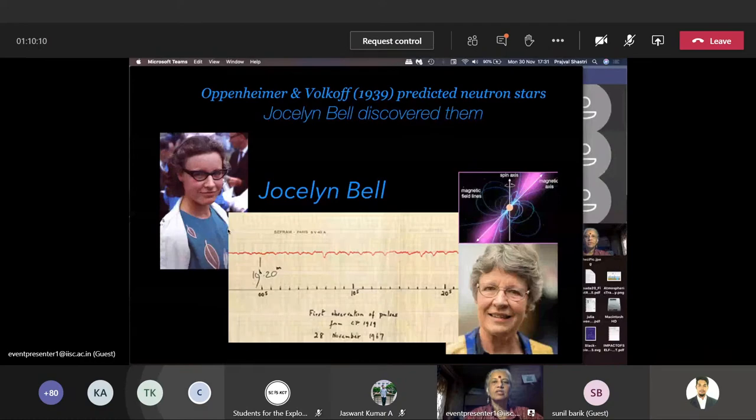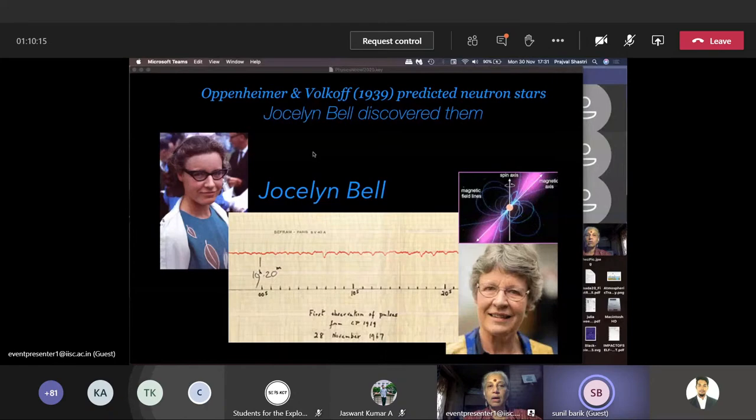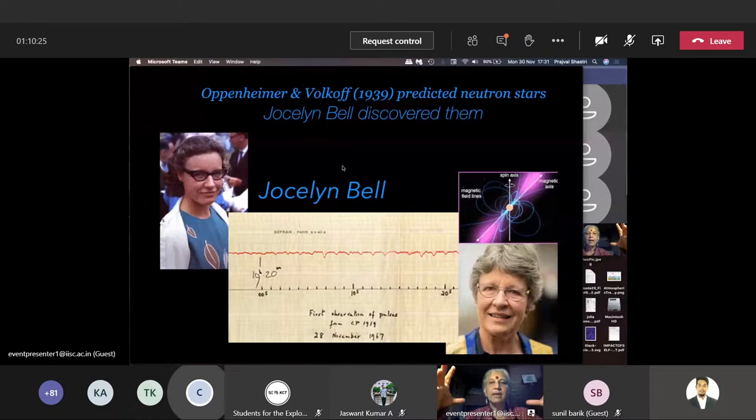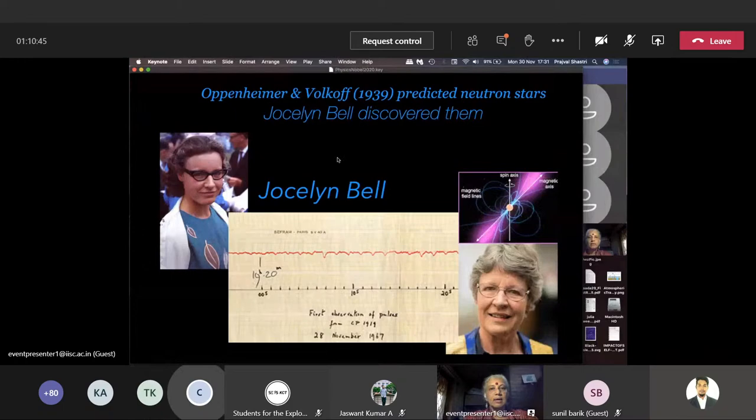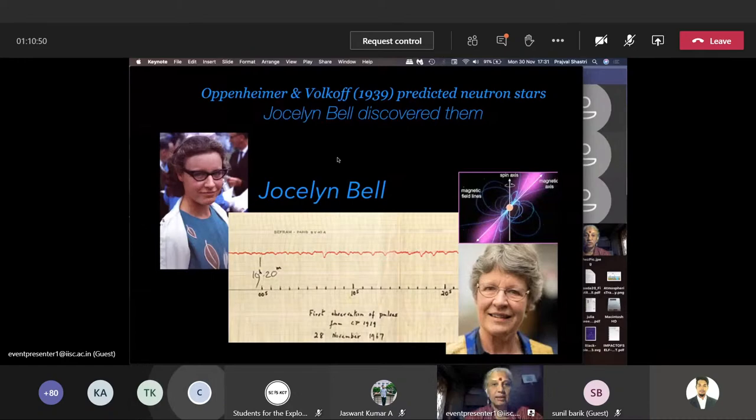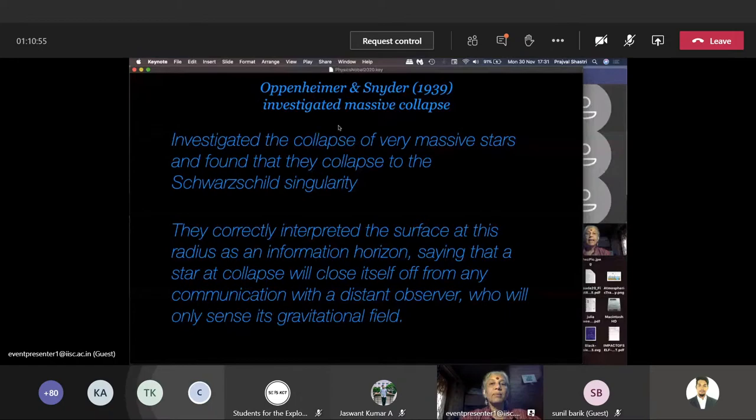Chandrasekhar made that prediction. Then later on, Oppenheimer and Volkov predicted objects called neutron stars, where stars were more massive than about a solar mass. And so maybe the electron quantum mechanical pressure could not hold them up when their fuel was spent, but a similar pressure from the neutrons could hold them up. It's another story that such stars were actually discovered by Jocelyn Bell in 1967, and that science got the Nobel Prize, although she didn't get a Nobel Prize. And now I'm coming back to the 30s.